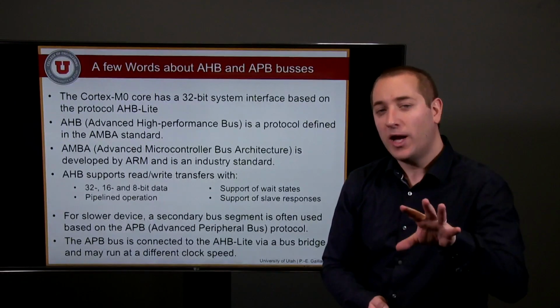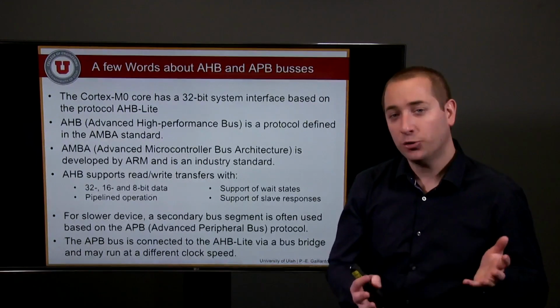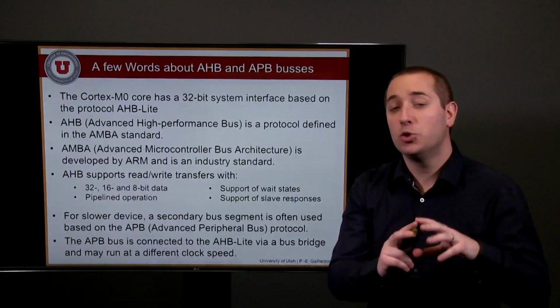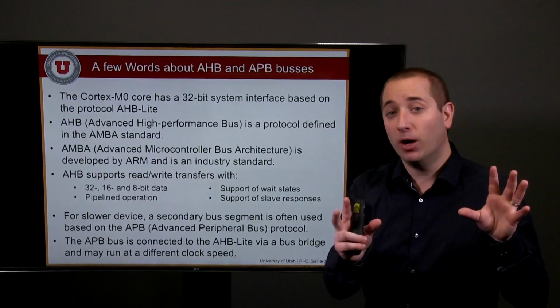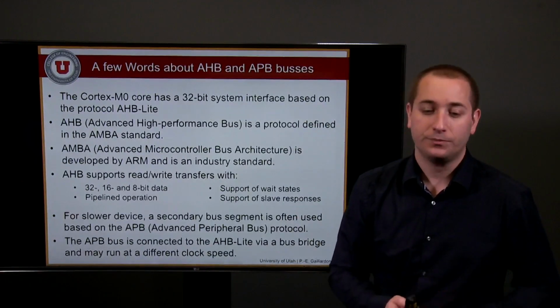So if you now try to remember the slide I showed you about the generalities about microcontrollers, you can now see that the memory subsystem is usually handled with the high-performance AHB bus, while the peripherals are connected with an APB bus.